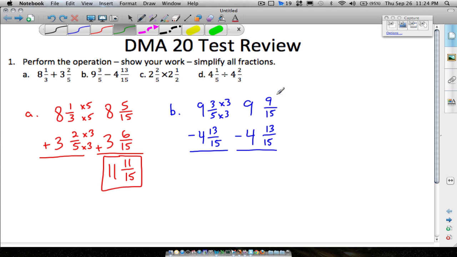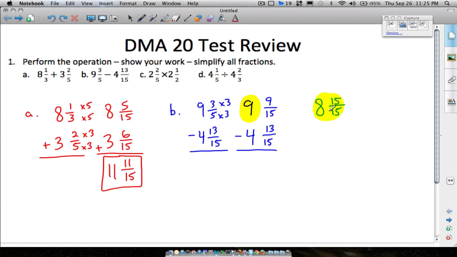Some of you may prefer to convert these to improper fractions and deal with them. I prefer to borrow. That's just the way I prefer to do it. So the reason why we have to borrow is because we cannot take 9 subtract 13. So what we do here, we want to borrow 1 from 9. So I'm going to rewrite that 9 as 8 15/15. That is the exact same thing as 9. 9 is the same thing as 8 15/15. 8 and 1 still gives you 9.